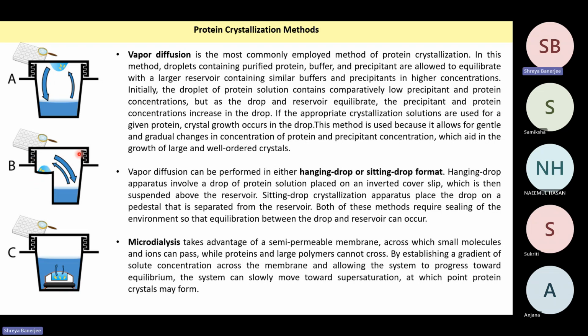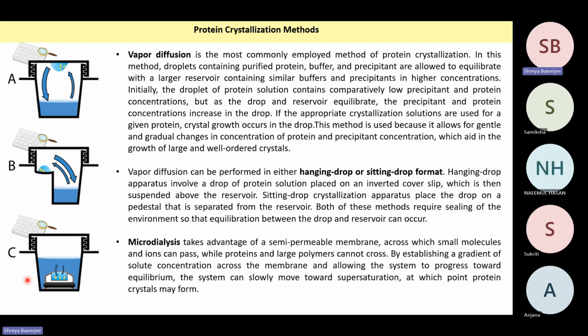Both these methods are based on the concept that there will be an equilibration, and slowly the concentration of the protein in the drop will change. So initially a high concentration of protein in the solution is taken. When the equilibration happens, slowly the concentration of protein in the drop will increase. And if you take solvents that support crystallization, as the concentration increases, the crystal will begin to form.